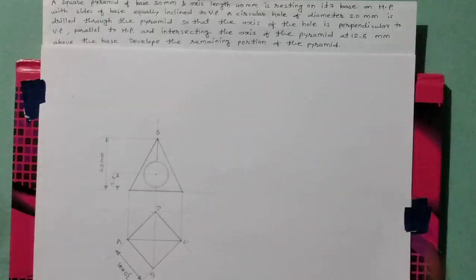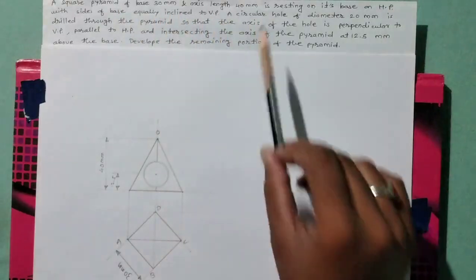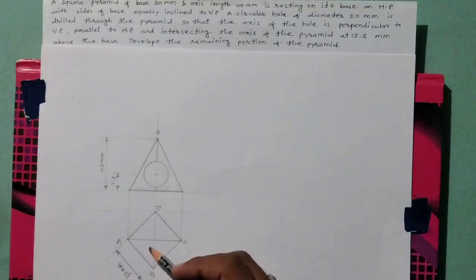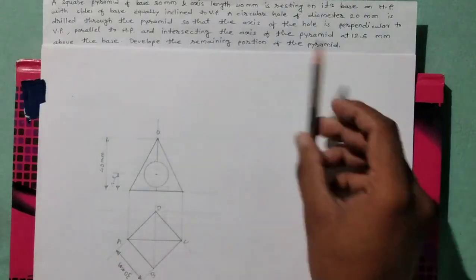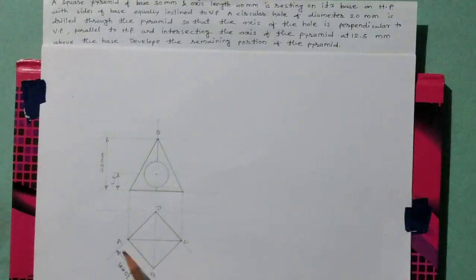Here it is told that the base of the pyramid is 30 mm and the axis of the pyramid is 40 mm. Here I have drawn the base of the pyramid in top view with the given condition. Edges of the base are equally inclined to VP, as shown here, and here is drawn the base of side 30 mm.